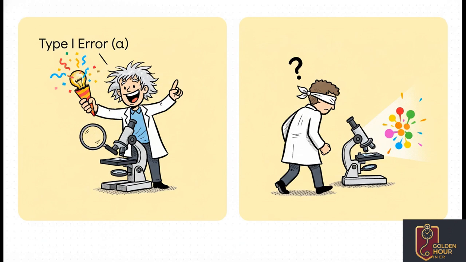Here's how to think about it. A type 1 error is like being trigger happy. You get all excited and claim you found something new, but it was just a fluke. A type 2 error is the opposite. You're being blind. A real effect was staring you in the face and you just completely missed it.